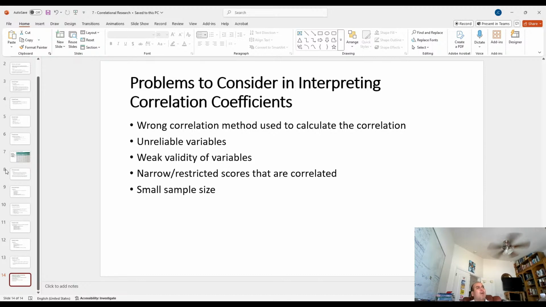You have narrow, restricted scores that are correlated, or you have a small sample size. Remember, in correlation studies and in prediction studies, you want a sample of at least 30 students per group. If you're doing more than one group, you want at least 30 per group. Okay. And that's going to go ahead and end the lecture.